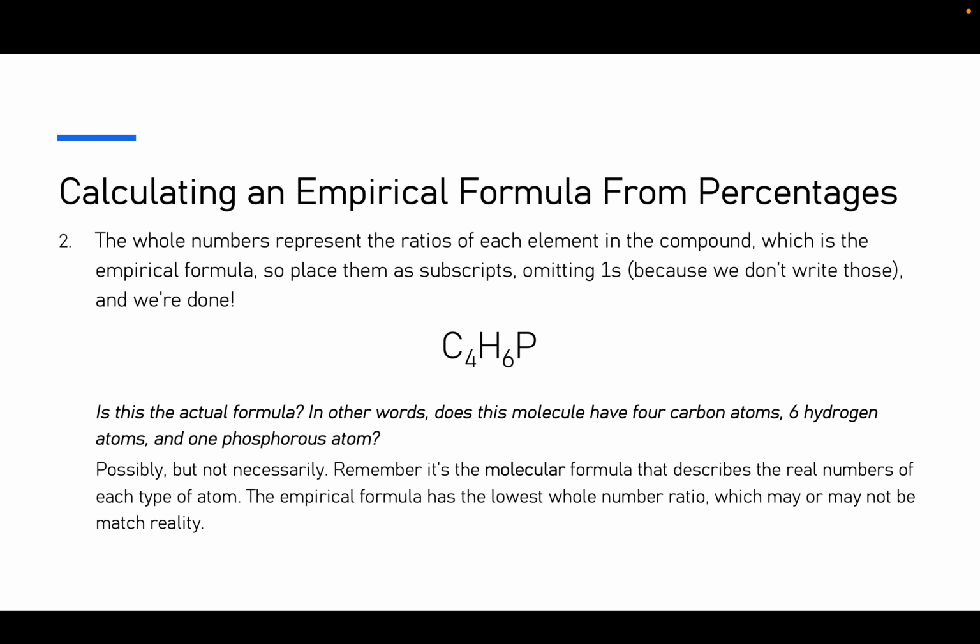So you just pop those in as subscripts, remembering that if you have a 1, you don't actually put it. The secret subscript, if there's no number, is 1. And if you put the 1, it just makes it look like you don't know what you're doing. So don't put the 1. All right, so we're at the empirical formula. Is this the actual formula? Is this the molecular formula? Like I said before, maybe, maybe not. So we need to do a little bit more analysis to determine that.